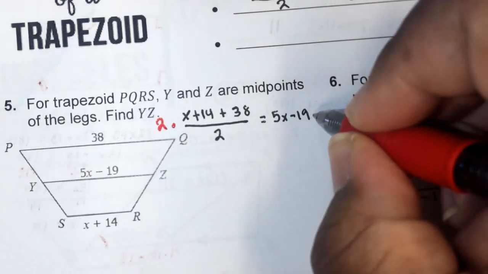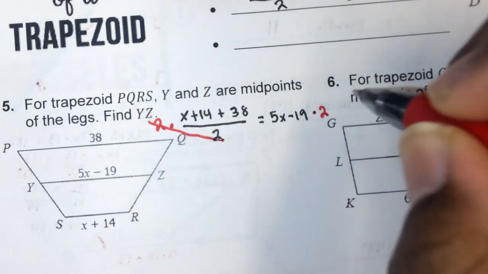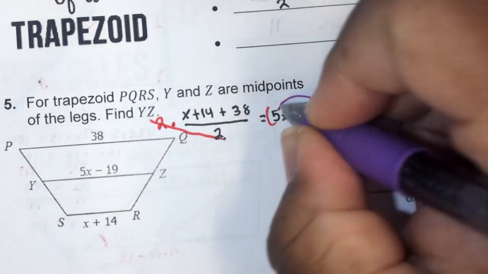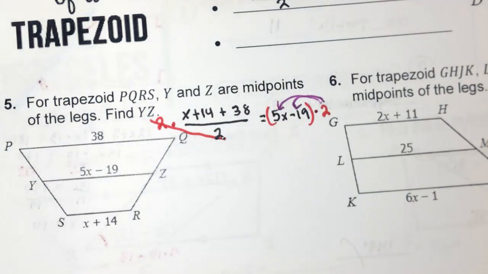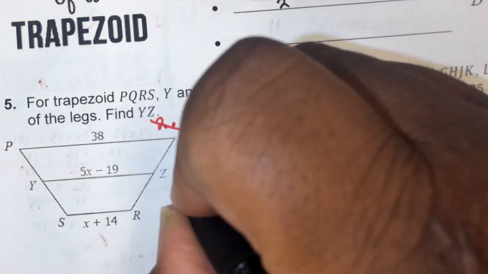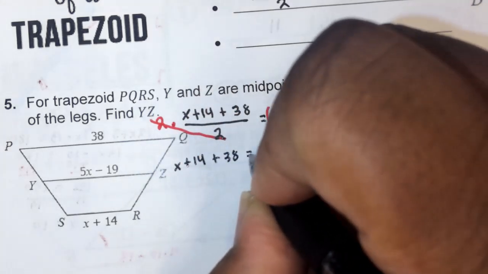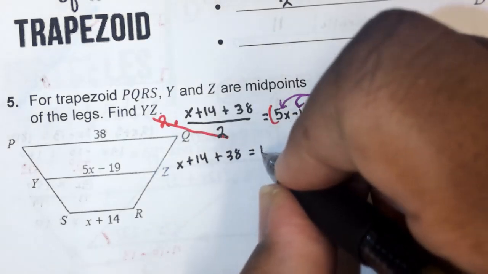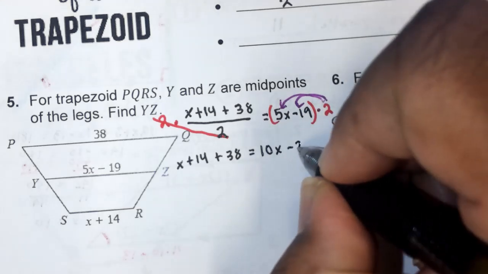Times 2, canceling it over here, doing it on this side, times 2. When I do it on this side, I'm basically distributing here and here. So I'm going to rewrite my stuff. I'm bringing down x plus 14 plus 38 equals, I'm going to do my distribution over here. 2 times 5x is 10x. 2 times negative 19 is negative 38.